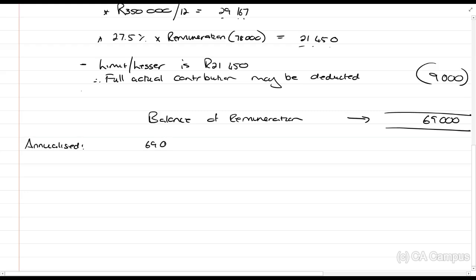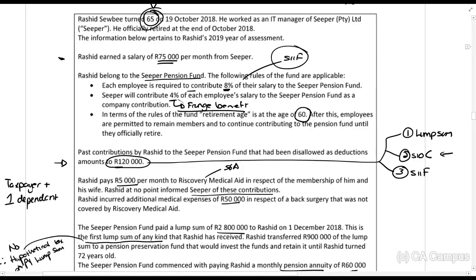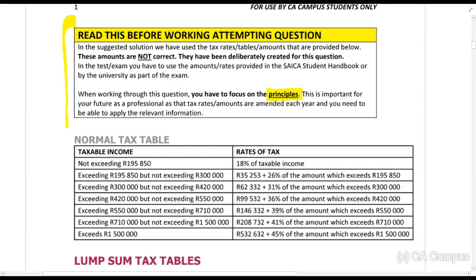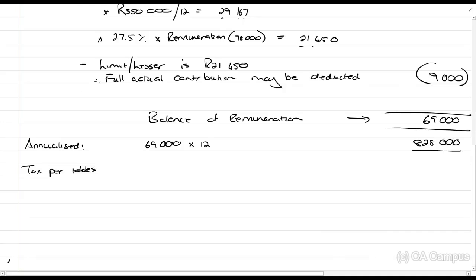That's 69,000. So we're saying in April, remember, this calculation happens in April. So in April, the employer only knows what they're paying in April. So they assume, it's basically an assumption that we make, that that's what it's going to be for the entire year. 828,000 rands. Now you go to your tax tables. Now guys, here you have to use the correct tax tables. I'm using, in this example, the ones I've provided for you, but in the exam you use whatever is provided to you there. So your tax table here. Right. Everybody knows how to calculate tax per tax tables.